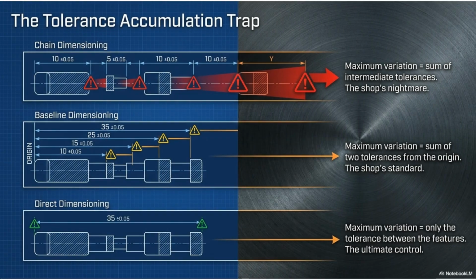Avoid the tolerance accumulation trap. Chain dimensioning sums all intermediate tolerances, creating a shop nightmare. Use baseline or direct dimensioning to control variation effectively. Direct dimensioning offers the ultimate control, with variation only between the features.